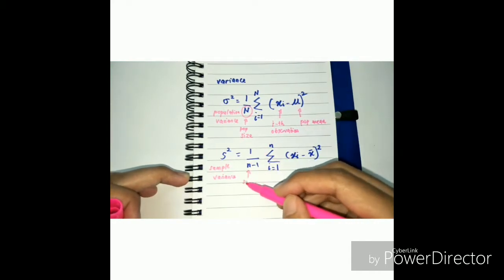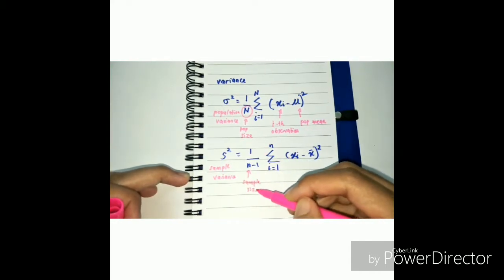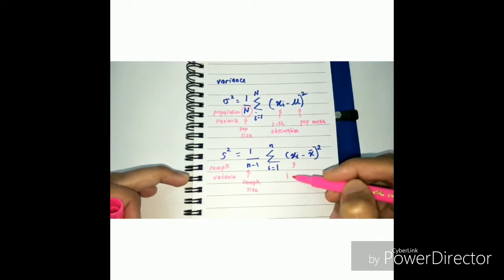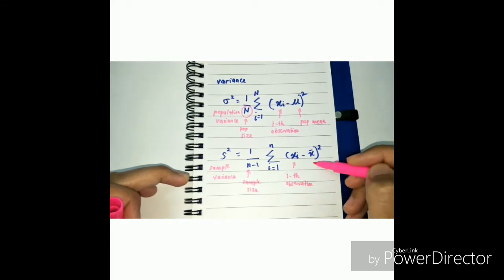For sample variance, small n equals the sample size, Xi is the individual observation, and X bar is the sample mean.